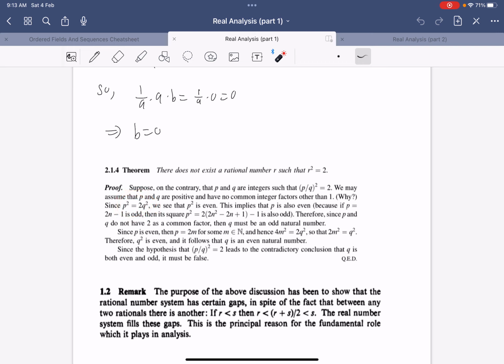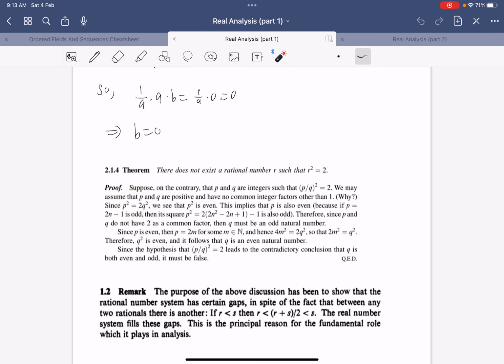And so you can replace p with 2m and see that now q is even. And so this shows that the hypothesis where (p over q) squared equals 2 will lead to a contradictory conclusion, because now q and p have a common factor, which is 2. So it means that there does not exist a rational number such that r squared equals 2.